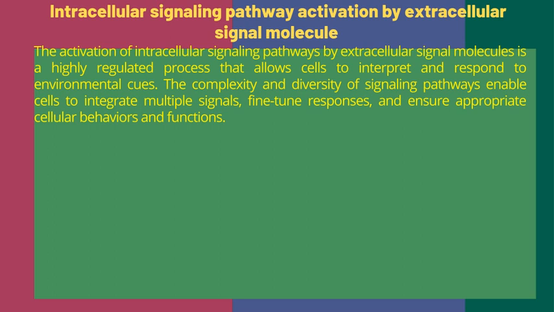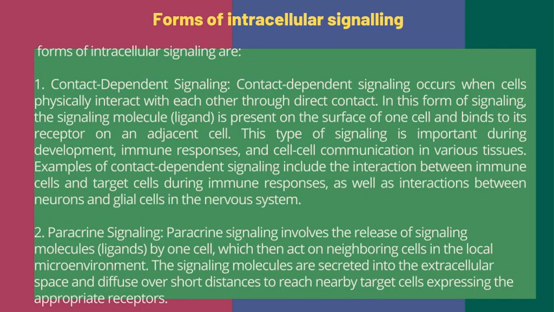The complexity and diversity of signaling pathways enables cells to integrate multiple signals, fine-tune responses, and ensure appropriate cellular behaviors and functions. Now the last topic is forms of intracellular signaling. Forms of intracellular signaling are: first, contact-dependent signaling. Contact-dependent signaling occurs when cells physically interact with each other through direct contact. In this form of signaling, the signaling molecule ligand is present on the surface of one cell and binds to its receptor on an adjacent cell.